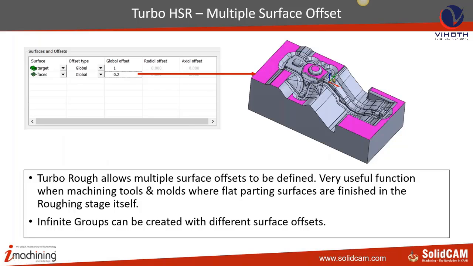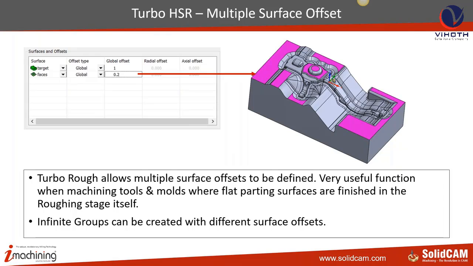The second highlight of Turbo Rough is that you now have an option to define multiple surface offsets, which means you could define the entire model as one part, and then derive areas from there which need a different offset. For example, you see on your screen here, you've got one part having, let's say, a 1 millimeter offset, and all the pink colored surfaces I can select as a secondary group of surfaces. Those are going to get a 0.2 millimeter offset. I can put an infinite number of groups with different offsets.